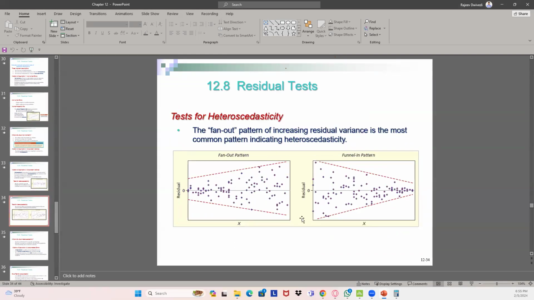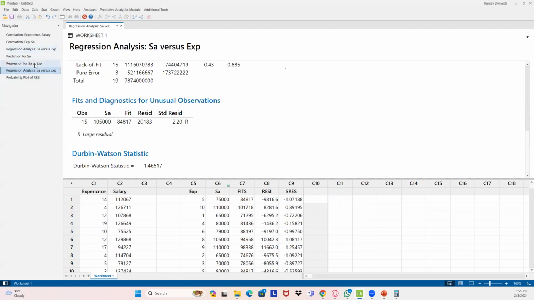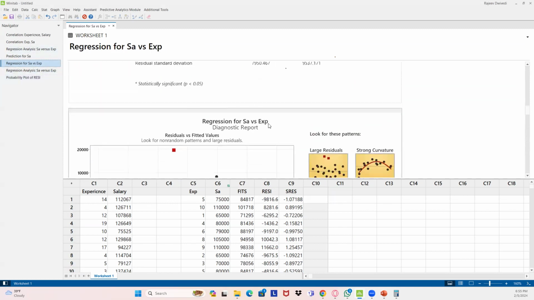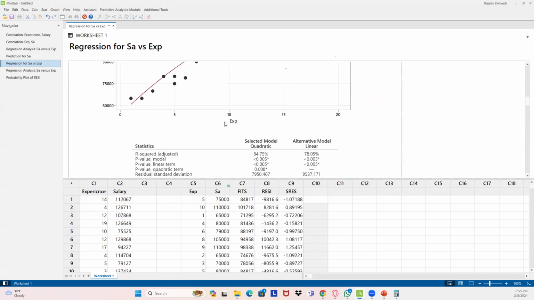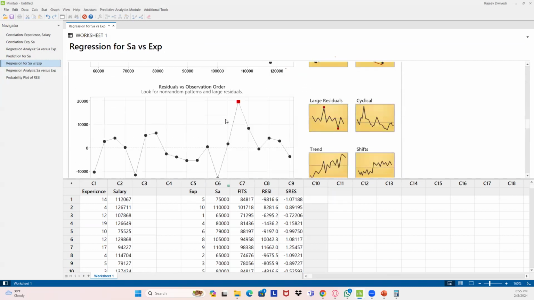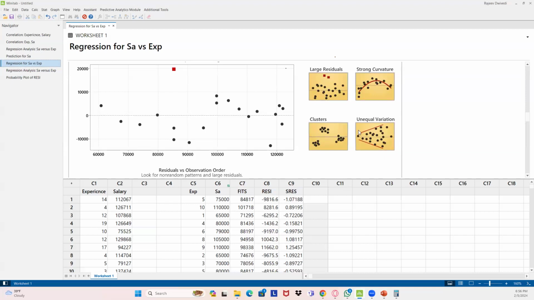If you look into this funnel, whether funnel in or funnel out, then this is heteroscedastic. Now let's look into this. What do you see? What pattern can you see in this? I'm not able to recognize whether it's a funnel in or funnel out situation. I would say this is not a strong curve and not a cluster, unequal variance. This looks like a large residual.